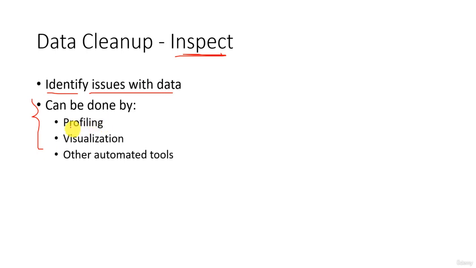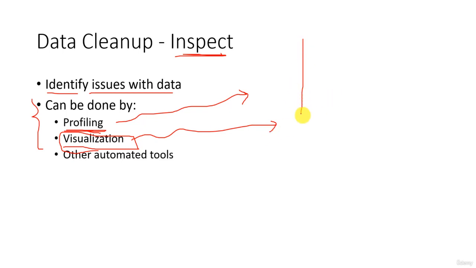It can be done using these concepts. First is profiling. Against a predefined set of constraints, we are going to profile our data. Next and popular method is visualization. In the case of visualization, we are going to plot some diagrams, some bar charts, and using those diagrams, we are going to find whether our data is clean or not.